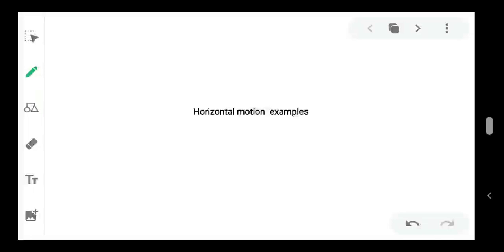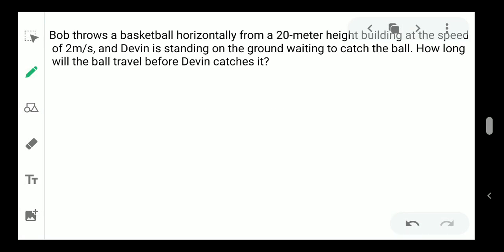So why too late? Let us start. So our first question, let me read. Bob throws a basketball horizontally from a 20-meter height building. So first if I draw it, here we can see that there is a building and Bob is here, and he is throwing a basketball horizontally at the speed of 2 meter per second.